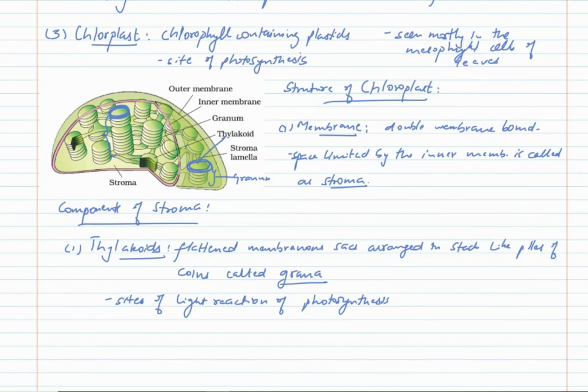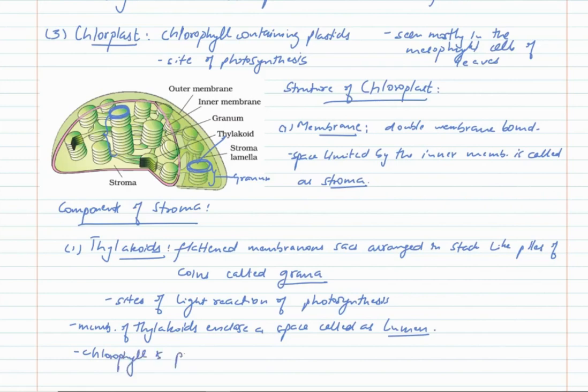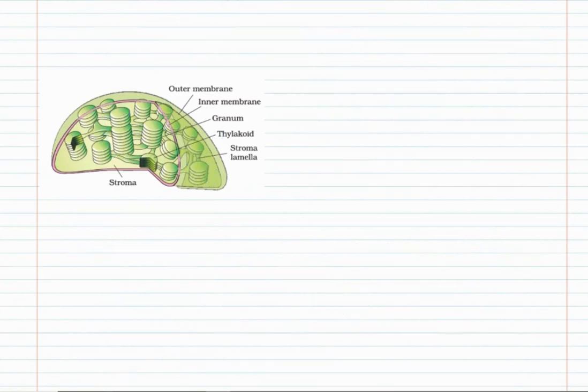The membrane of thylakoids enclose a space called as lumen, and chlorophyll is present inside this lumen. So in a chloroplast, the chlorophyll is stored in the thylakoids.